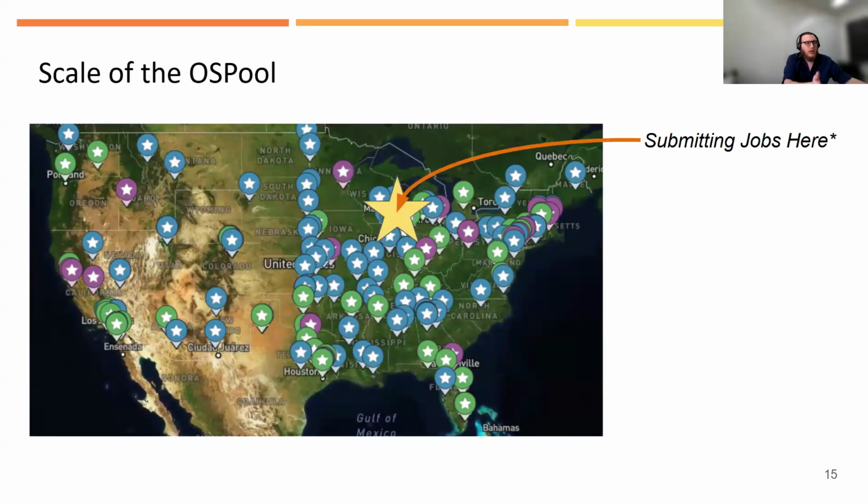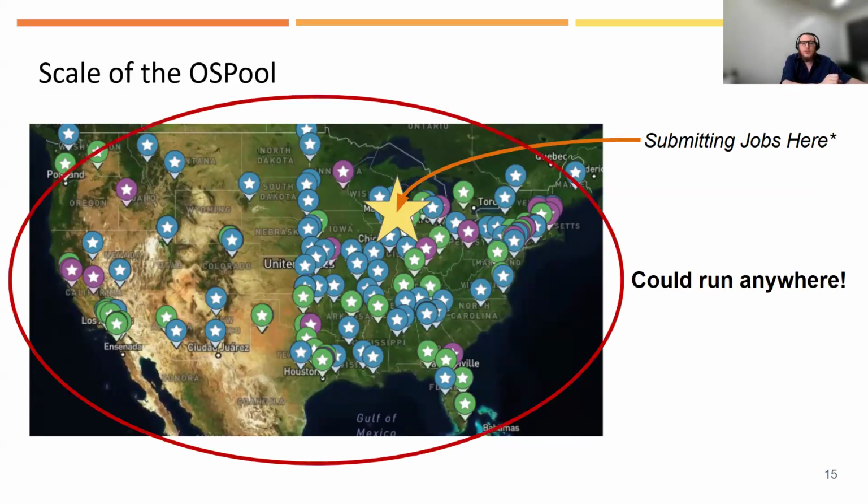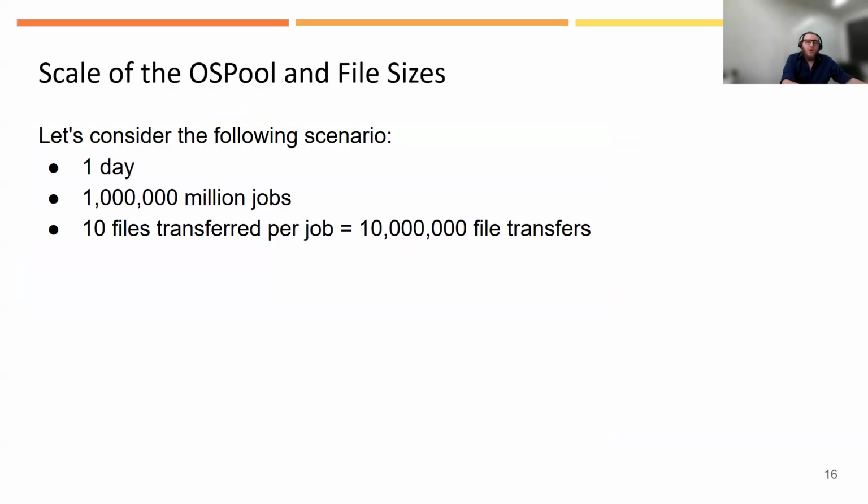And on the OSPool, if you're using one of our general access points, you're submitting from somewhere in the Midwest here, and those jobs could go and run anywhere in the country, which means those file transfers may be going from this star in the Midwest to anywhere in the country. Now, with this scenario that we have here, we're talking about one day, 1 million jobs and 10 files per job. And that's pretty close to what those stats were from that snapshot I took last week.